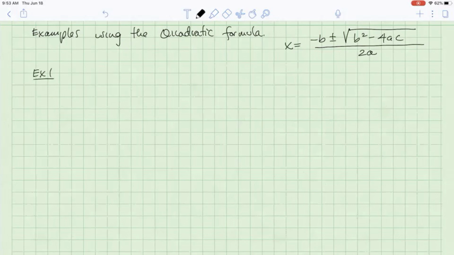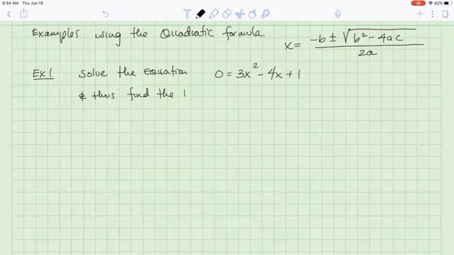Example 1. Solve the equation 0 is equal to 3x squared minus 4x plus 1, and thus find the x-intercepts of the function f of x equals 3x squared minus 4x plus 1.